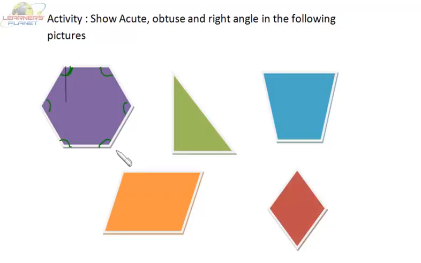This is a right angle triangle. This angle is 90 degree, so it's a right angle. This is less than 90 degree, so it's an acute angle, and it is also an acute angle.